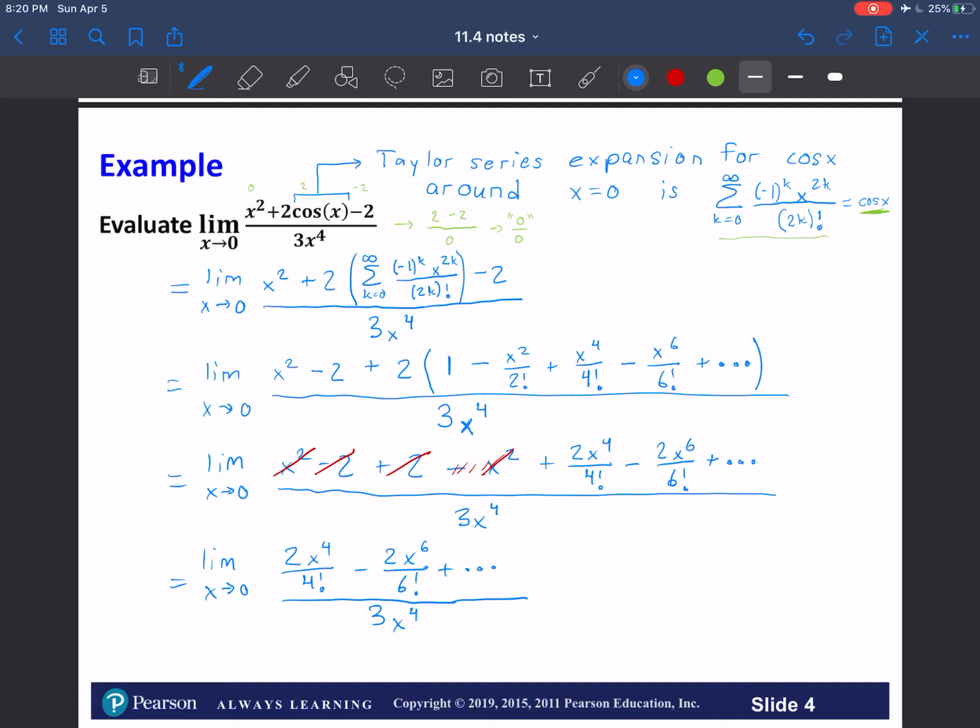Well, now we can notice that there's an x to the 4th in everything. And so we could factor out that x to the 4th on top. I'm running out of space on this slide, so let me write it to the right here. We're going to factor out an x to the 4th on top. We get 2 over 4 factorial minus 2x squared over 6 factorial. This continues on indefinitely. Divided by 3x to the 4th. And now we can cancel out the x to the 4ths.